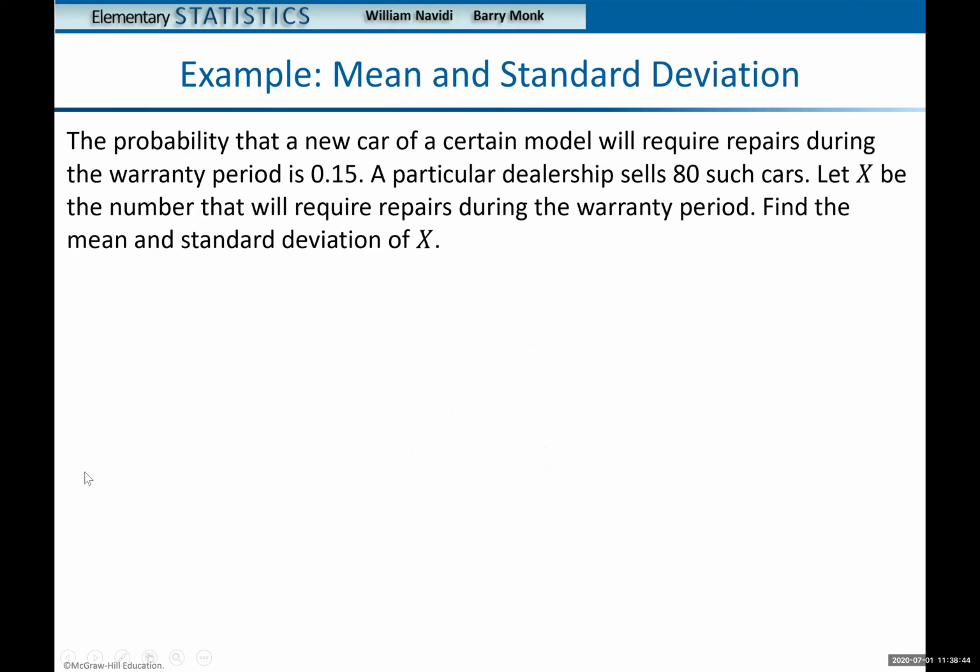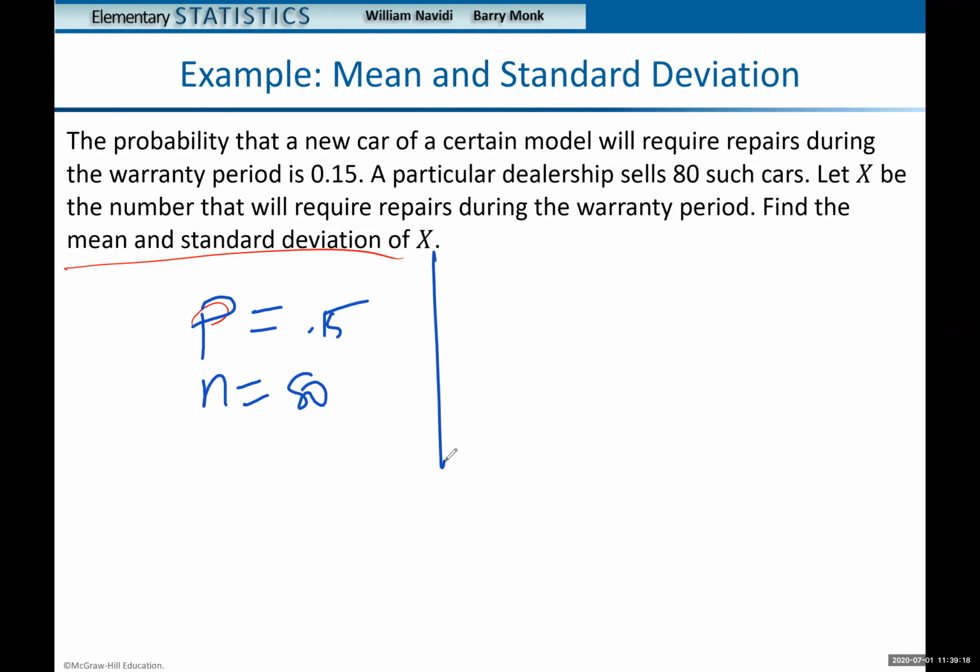Have practice here. The probability that a new car of a certain model will require repairs during the warranty period is 0.15. A particular dealership sells 80 such cars. Let X be the number that will require repairs during warranty period. Find the mean and standard deviation. So the given here, probability is 0.15 and n is equal to 80. And then you will be able to solve for the mean.